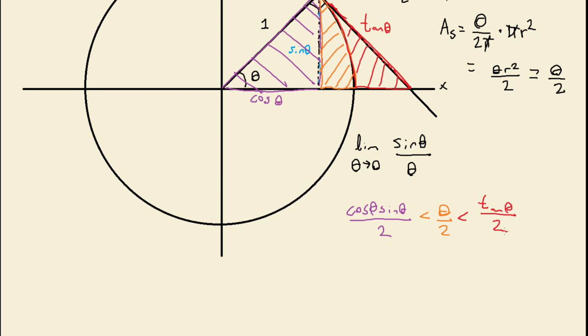Now, I immediately notice that I can multiply all of this by 2. I'll clean things up a little bit. Cosine of theta, sine of theta. It's going to be less than theta. It's going to be less than tangent of theta. And tangent of theta is just sine of theta divided by cosine of theta.